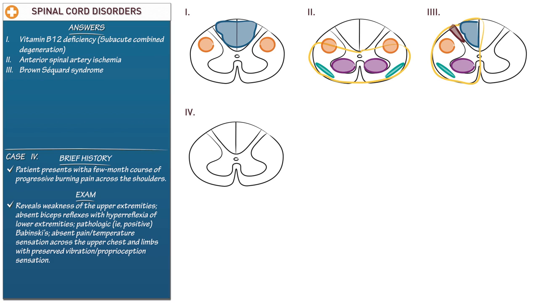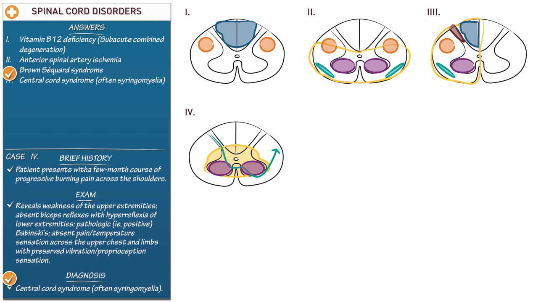Show that the dissociation of loss of pain temperature sensation with preserved vibration proprioception sensation in a suspended sensory level suggests damage to the crossing anterolateral system fibers. Show that the loss of strength and areflexia of the upper limbs in that same segment suggests bilateral anterior motor horn damage. Indicate that this constellation of deficits suggests a central cord syndrome, often a syringomyelia.